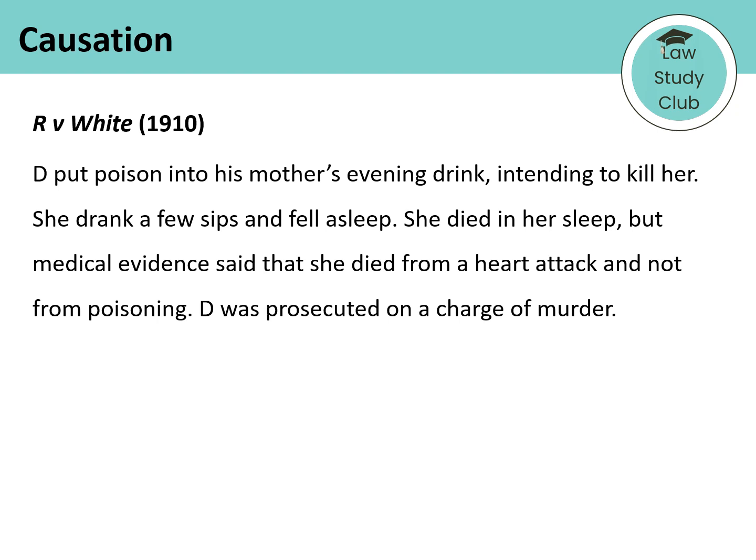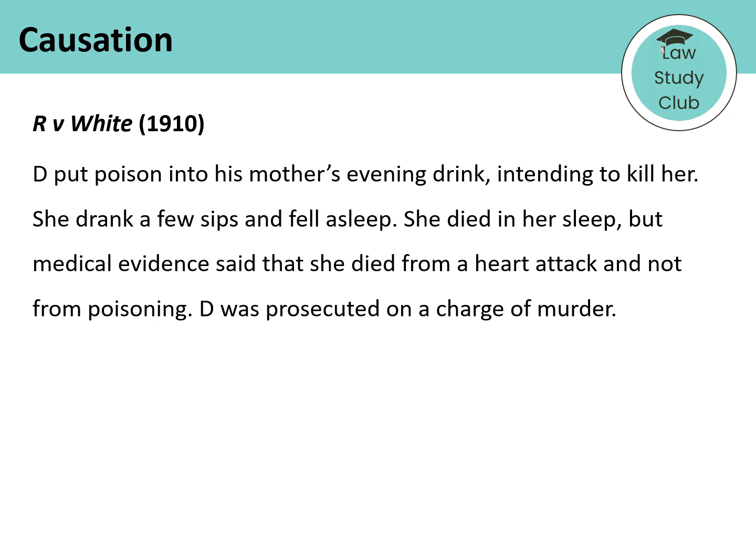A case that demonstrates the same question but with a different outcome is R v White from 1910. In White, the defendant put poison into his mother's evening drink, intending to kill her. She drank a few sips and fell asleep, and while she was asleep she died, but the medical evidence said that she died from a heart attack and not from poisoning. The defendant was prosecuted on a charge of murder.